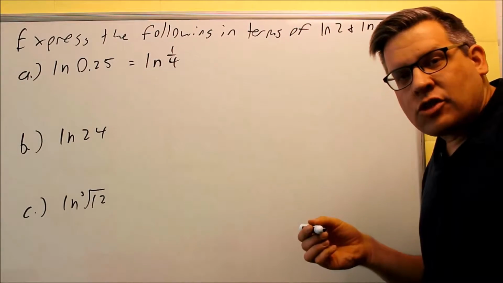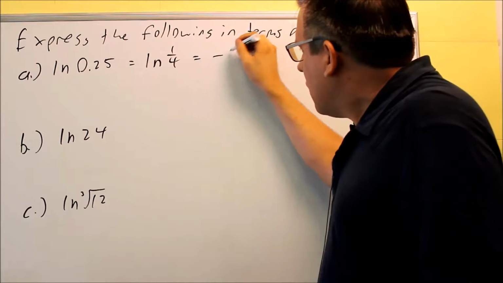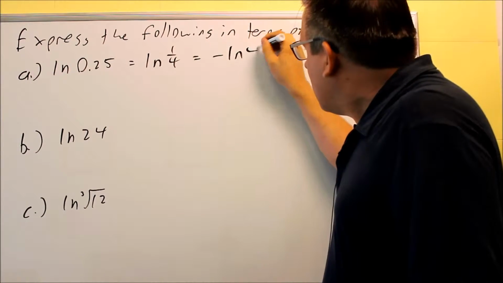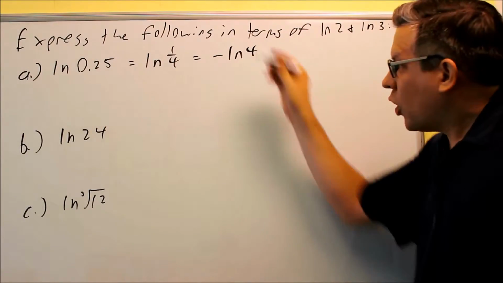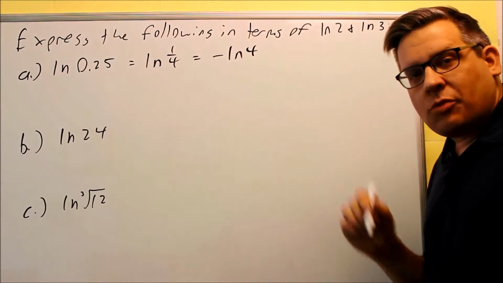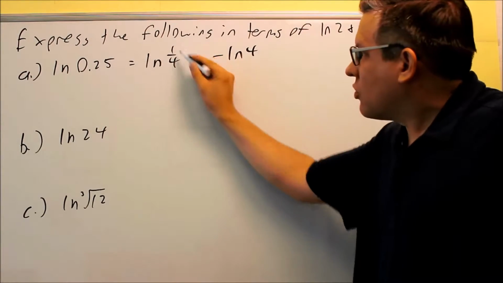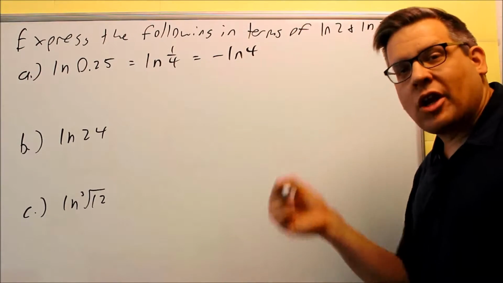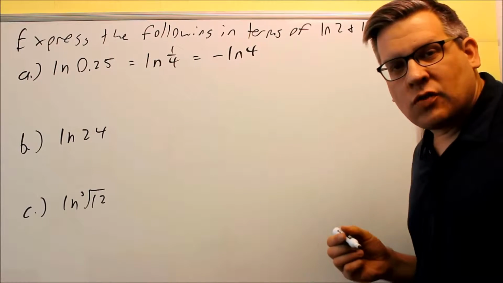Property number 3 for the algebraics says that we can turn this into negative ln of 4. So again, that's applying that 1/y property, and we get this. I did do this a little bit differently in the notes just to show you there are multiple ways of doing these. You could also separate it and do ln 1 minus ln 4, but I wanted to do it this way for you to show you there's multiple ways of doing it.